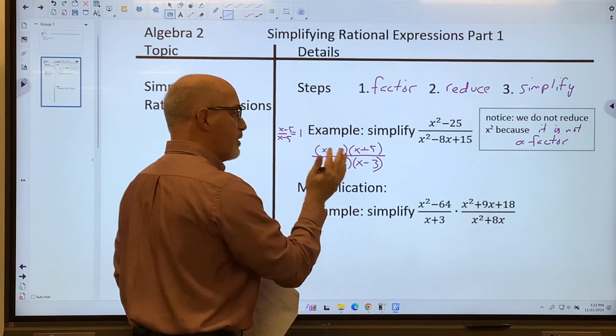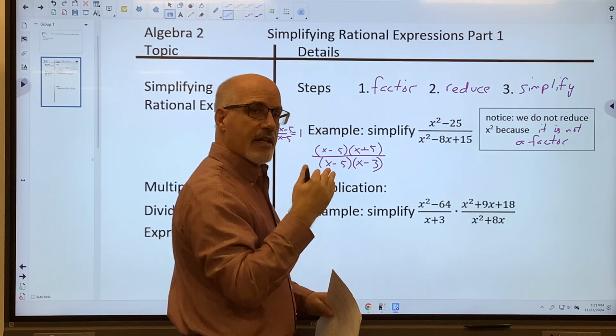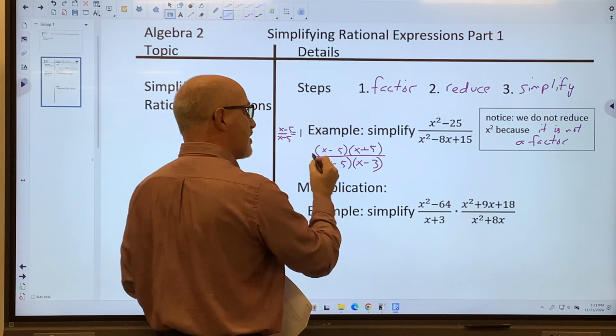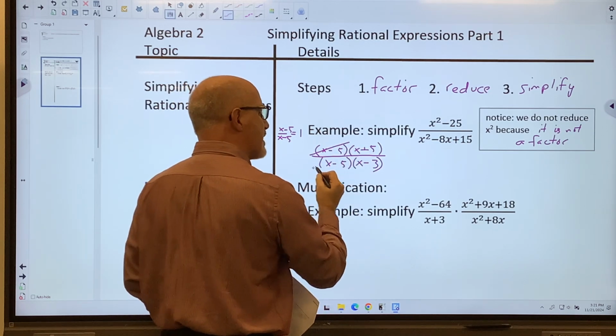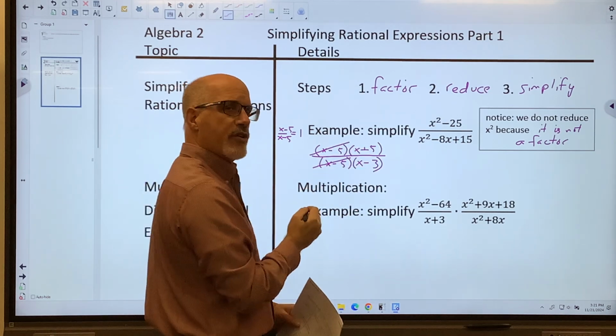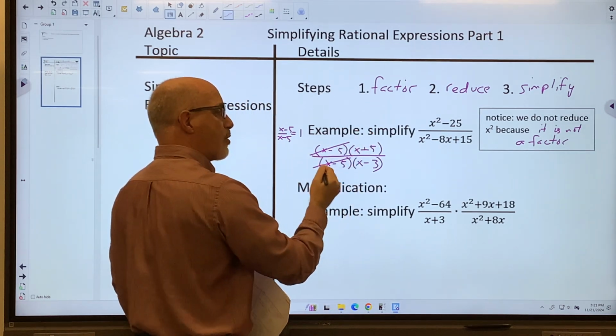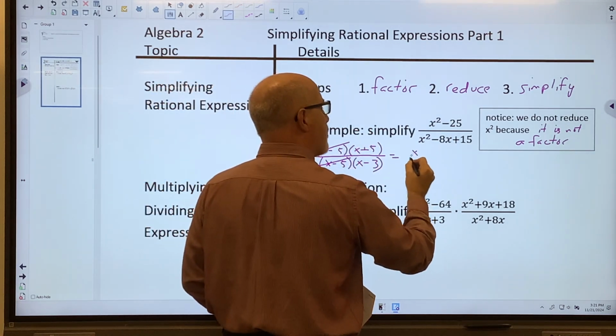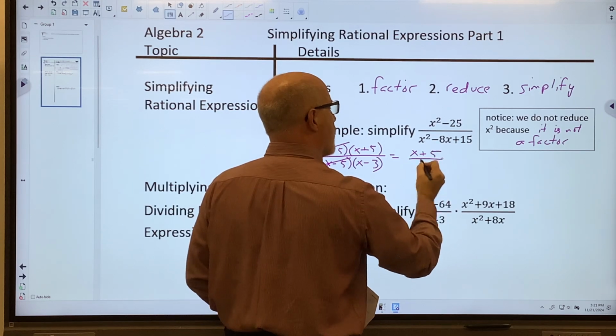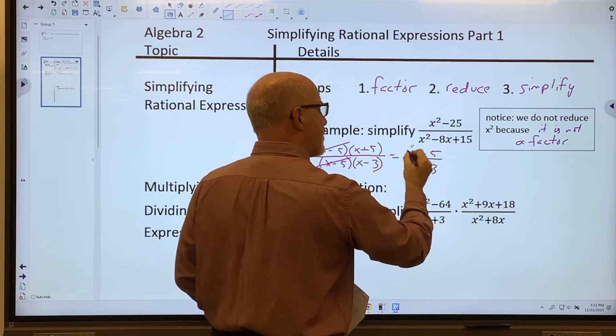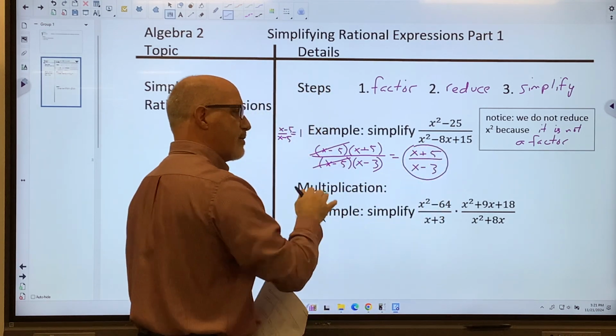So when we do this, it's commonly referred to as canceling. So when we see this common factor, numerator and denominator, we reduce it or cancel it by crossing it off. And so we end up with just x plus 5 over x minus 3. That's our final answer for simplifying this.